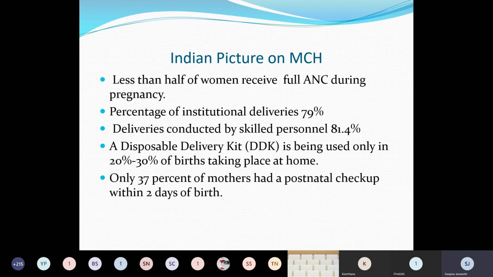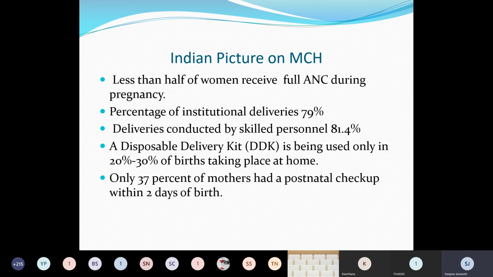And the deliveries conducted by a skilled person have also increased. That includes the doctor, the nurse, ANMs, LHVs, and so on. All these people are included as skilled persons, and that accounts for 81.4%. And if you look at the disposable delivery kit, even though there is some percentage of home deliveries occurring, among them the disposable delivery kit is being used only in 20 to 30% of them.